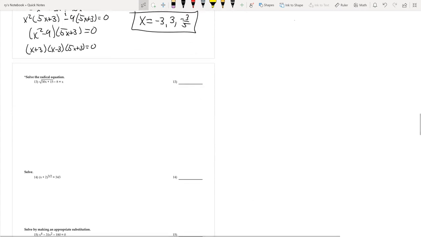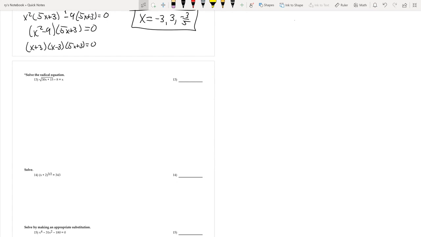All right, next one is solve the radical equation. So for these, you want to get the square root alone. So move everything over to the right, then square your square root and solve for x. So I'll add my 8 over first. The square root of 30x plus 15 is equal to x plus 8.